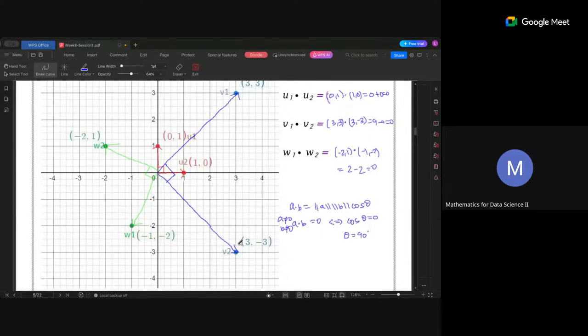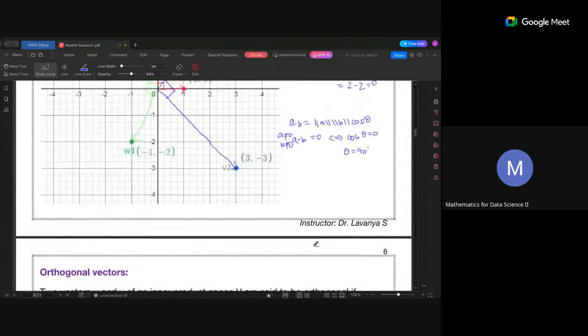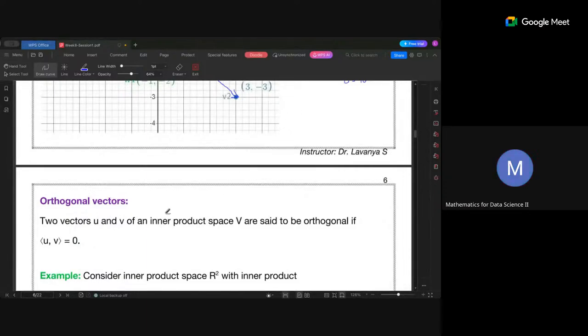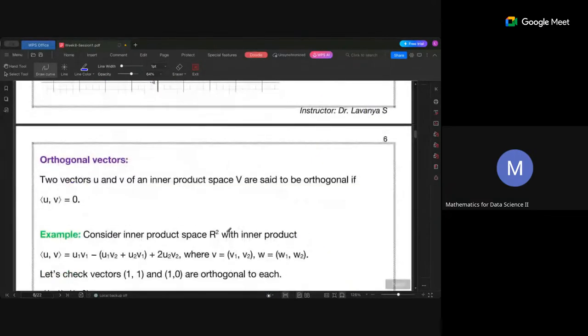And here, what is the symbol we are using? We are saying two vectors are orthogonal. Now we are going to generalize this in terms of inner product. Two vectors in an inner product space are said to be orthogonal if their inner product is 0. Instead of dot product, I'm going to put inner product. The symbol is U perpendicular to V. Read it as U perp V.